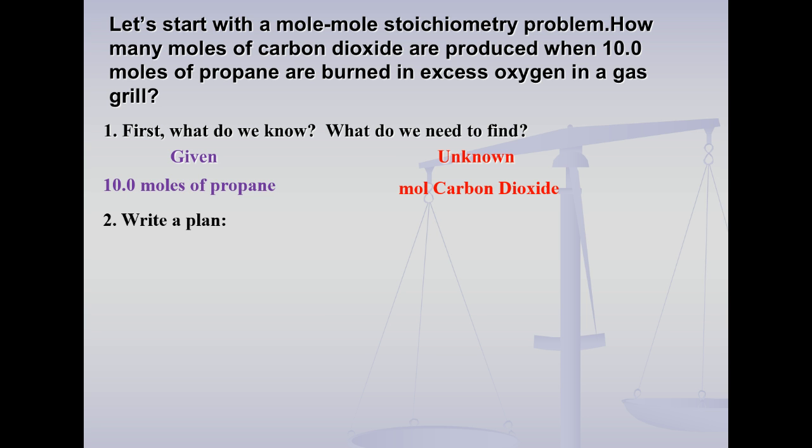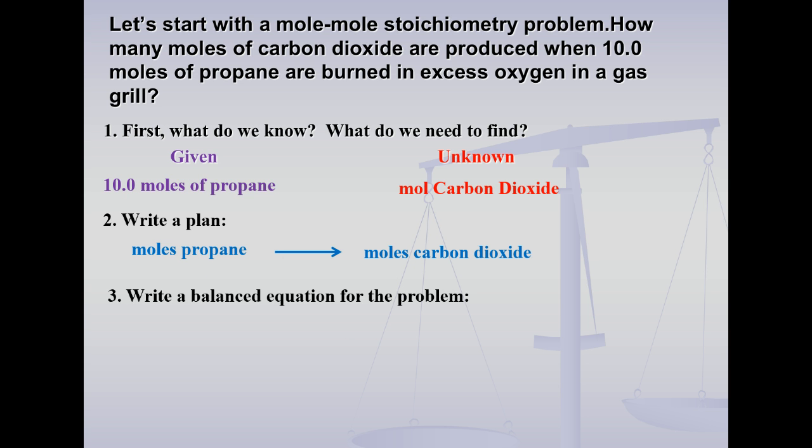Second, we want to write a plan. In our plan, very simply, we're going to start with moles of propane, and the only thing we can do is convert to the moles of carbon dioxide. So one step, moles of one substance to moles of a second substance. Third, we need a balanced equation. We have 1 mole of propane reacting with 5 moles of oxygen to give us 3 moles of carbon dioxide and 4 moles of water. So it's a straight up hydrocarbon combustion.